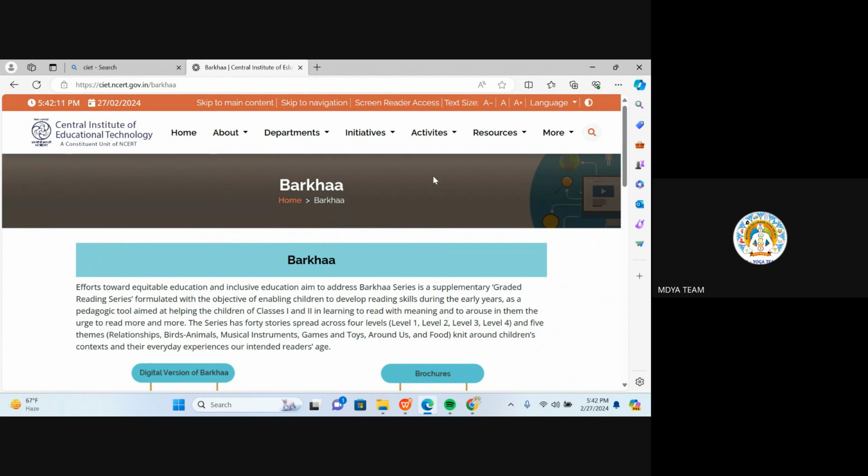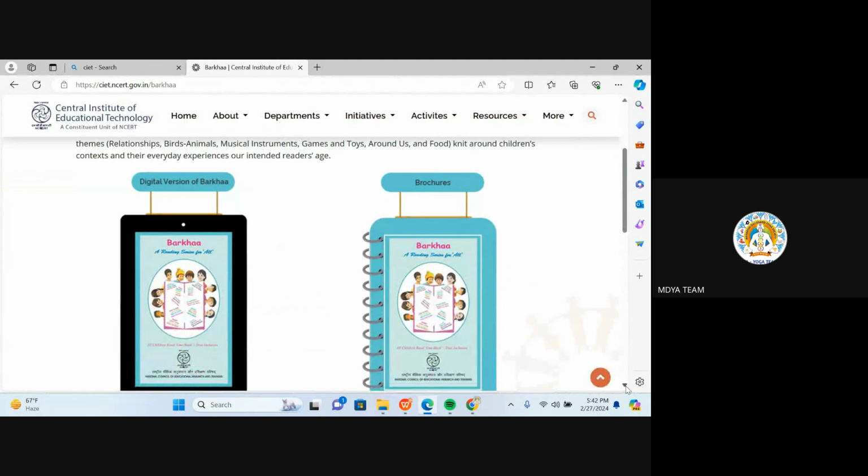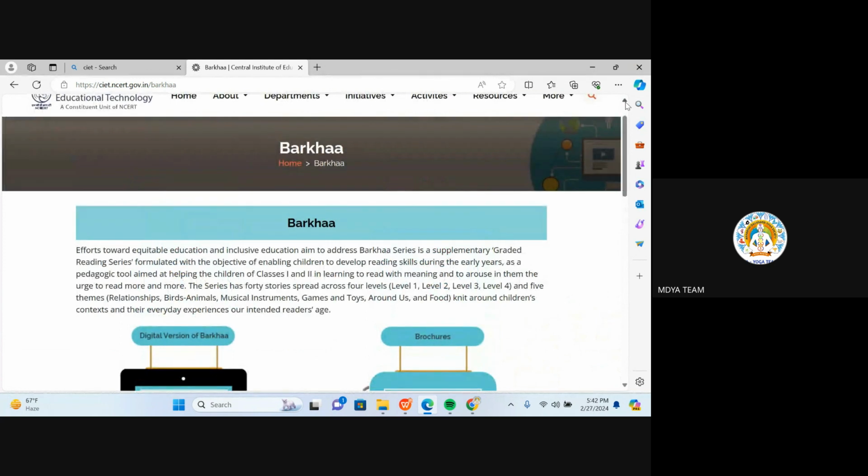This is a graded reading series. There are grades, levels of education. Like now, you see there are so many books, and there are levels of books, like level 1, level 2, level 3. So there are so many series. Yeah, in childhood we used to get those kinds of books. There are so many levels for the students. This is about class 1 and class 2.